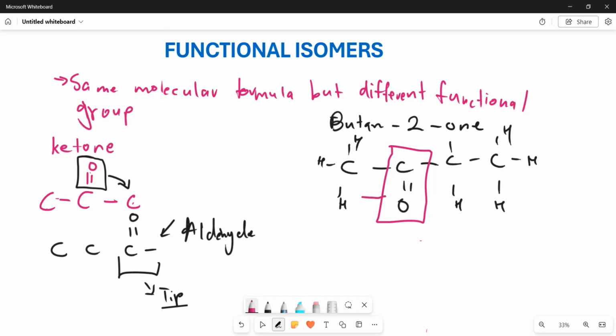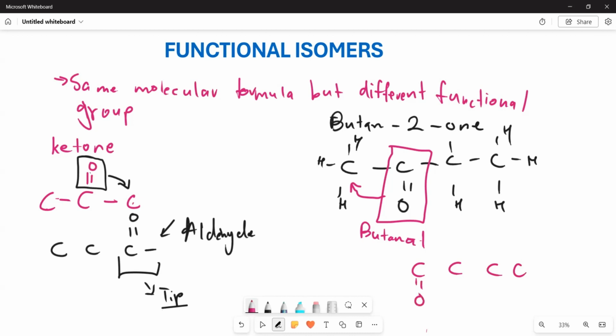If you move this double bonded oxygen here, what is this going to be? This is going to change from being butan-2-one, and it is going to become butanal. Why are we saying that? Remember, when you take the double bonded oxygen to the end of the carbon chain, it changes from being a ketone to an aldehyde, which means the new structural formula is going to be like this.